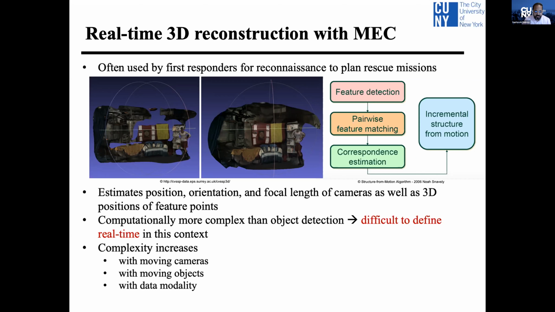So you have feature detection, and then pairwise matching, and then you establish a correspondence, and then you run it through structure from motion, which is incremental in nature. And the complexity of a 3D reconstruction application increases with moving cameras, moving objects, and the modality of the data. If you have a depth sensor, an RGB sensor, or regular cameras, based on the different modalities, the complexity increases.